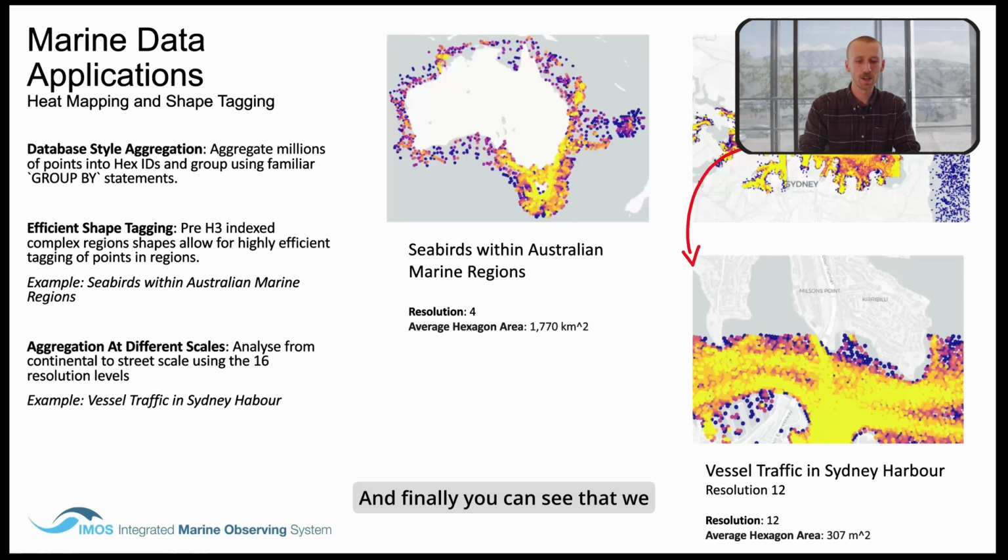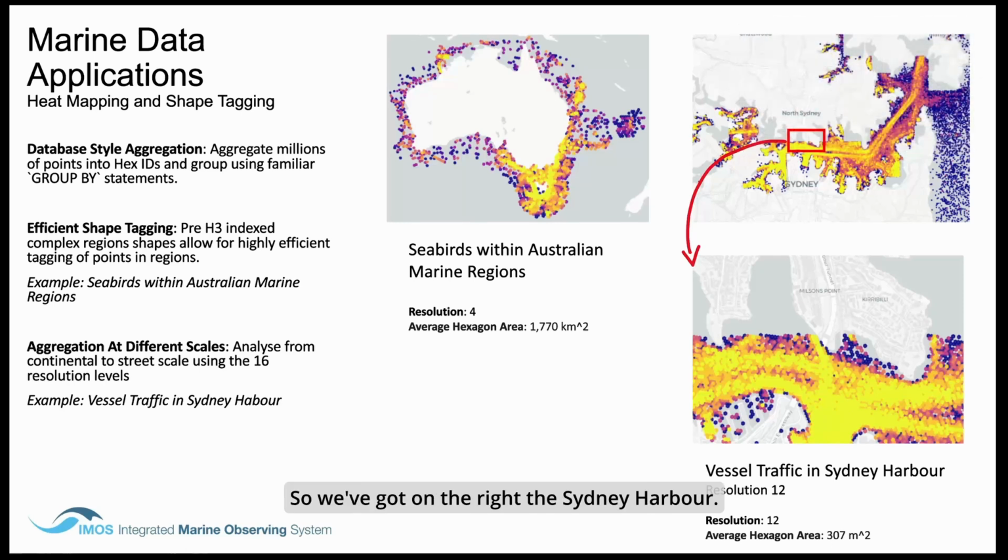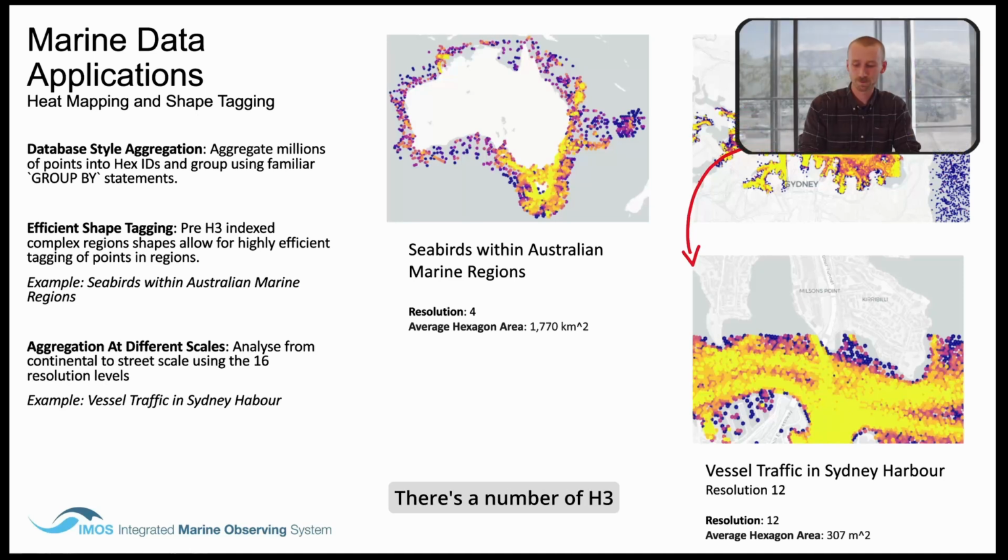And finally, you can see that we can aggregate at different scales, and here's an example of that. So we've got on the right the Sydney Harbour, and this is the same mapping, but we've just zoomed in a section here. So in the top right, we've got the entire Sydney Harbour at resolution 12, and when we zoom in, we can see that we get a much clearer picture of what's going on in these regions. In fact, you can see there's the main shipping channels, for example. It looks like there's outbound and inbound traffic to the harbour, and that's clear at this high resolution.